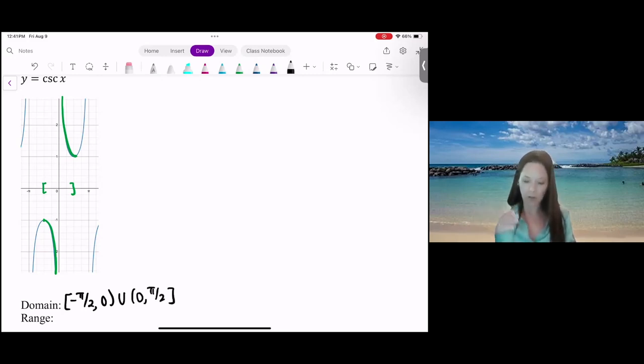And then the range is going to go from negative infinity up to, notice that it doesn't take on all values. There is a gap here from -1 up to +1. So I also need to do a union there as well. I'm going to go from negative infinity to -1. I can take on that value in union with 1 to positive infinity.